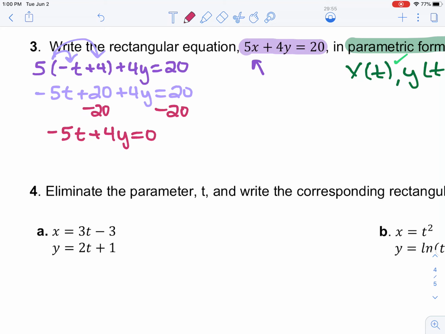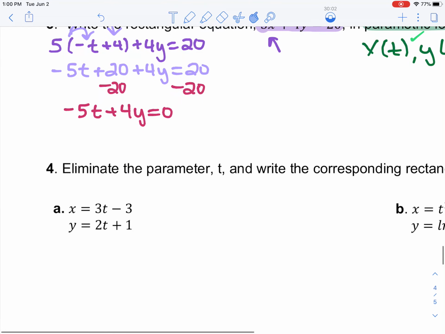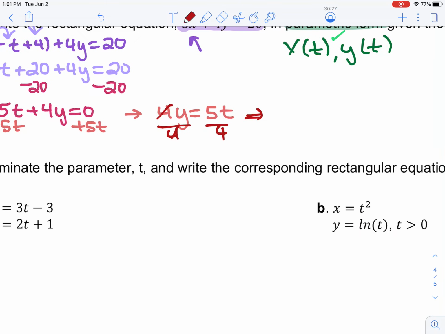And remember what our goal is. We're trying to get a statement, some function, y in terms of t. So we want to keep working to get y alone. The next step would be to add over our 5t, and that will show us that 4y is equal to 5t. And finally, we can divide out the 4, and we find that our y of t function, or we can just say y, equals 5/4 t.